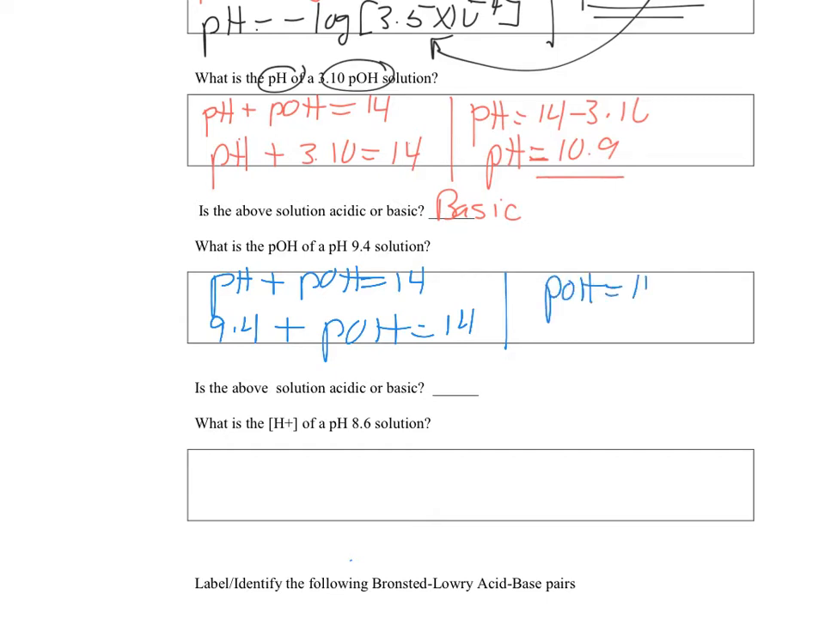pOH equals 14 minus 9.4. And 14 minus 9.4 is 4.6. So our pOH is 4.6. Now you would think that this is acidic, but it isn't, because this isn't a pH, this is a pOH, and we have to decide on whether something is acidic or basic based on the pH right here. So the pH is 9.4, so this is basic.